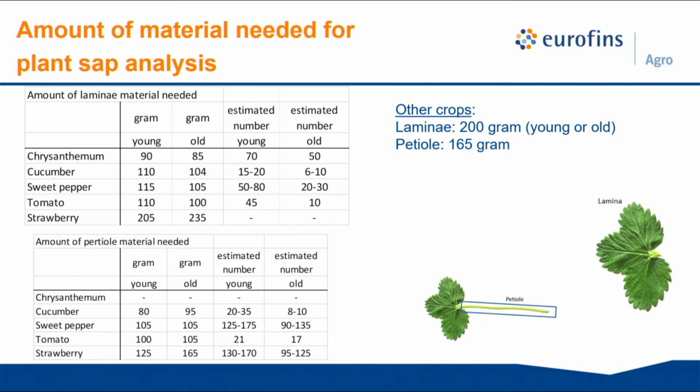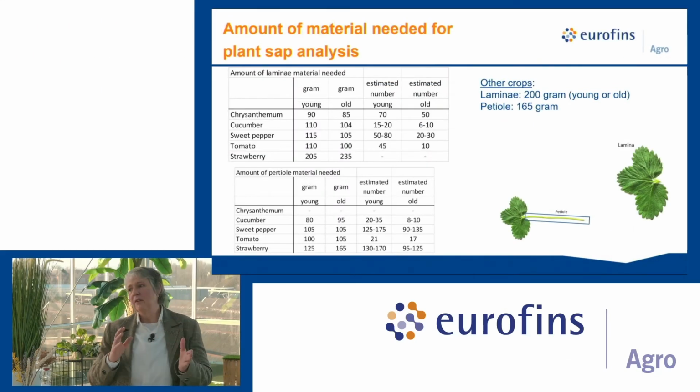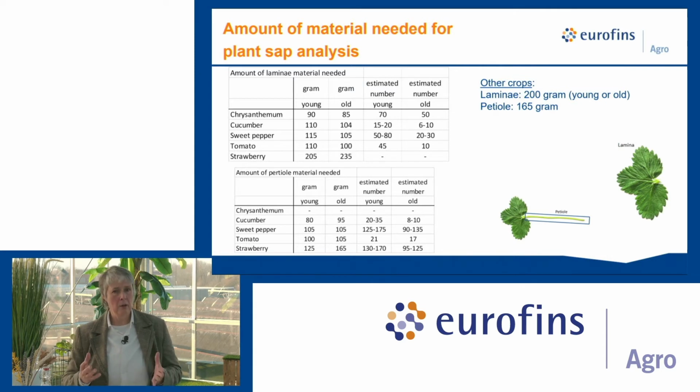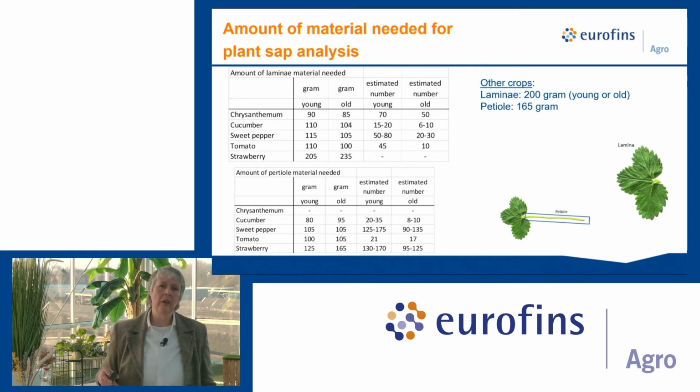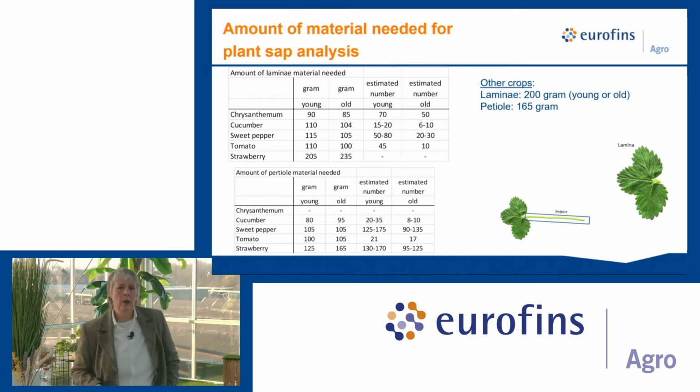This table tells you how much material we need for plant sap analysis. And these tables are also available in all the protocols that you can find on the website. It will tell you exactly how much leaves and how much petioles and how much laminae you need to get a good analysis. So, for instance, if you do a cucumber, you need about 15 to 20 laminae, young leaves, to get a good sample. But these tables are in the protocols. They will tell you exactly how much you need for a good analysis.